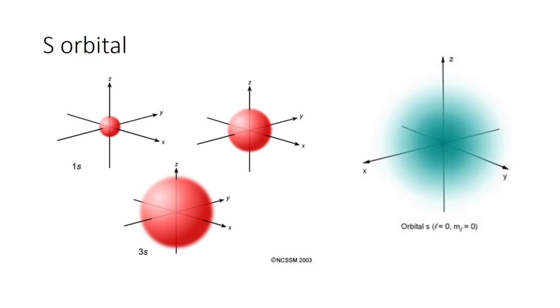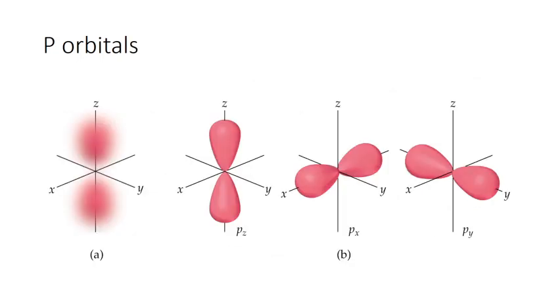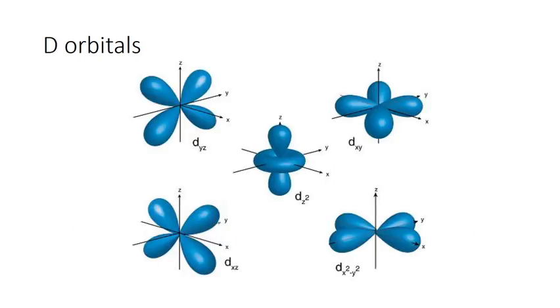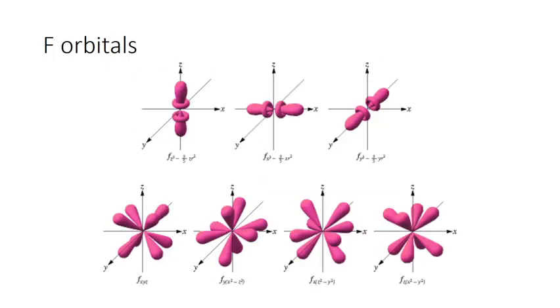But anyway, this is what s orbitals look like based on probability. This is what p orbitals look like based on probability. Some d orbitals based on probability. And then f orbitals based on probability. So all of those mathematical functions that the Schrodinger equation gives you, this is the shape that is created by graphing those probability densities.